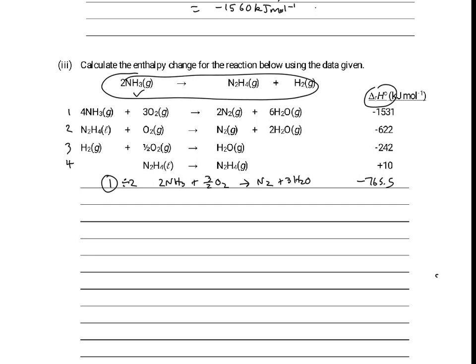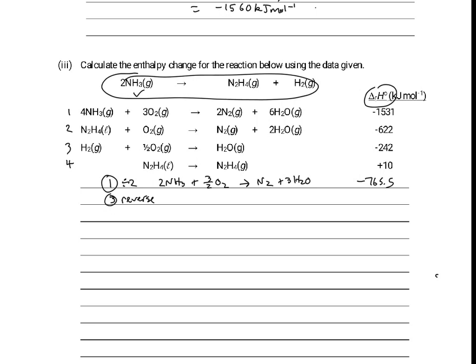I'm going to do hydrogen next. We need 1 mole of hydrogen on the right hand side. Looking at our equations, only the third equation here has hydrogen, so we're going to use equation number 3. And looking at the differences, we want 1 mole of hydrogen, 1 mole of hydrogen. We want it on the right hand side. Hydrogen at the moment is on the left hand side. So what we need to do is reverse equation 3.